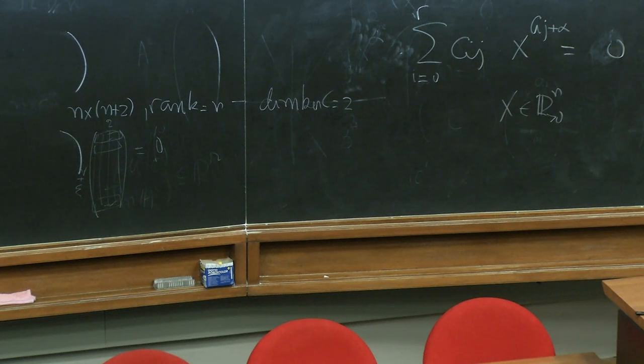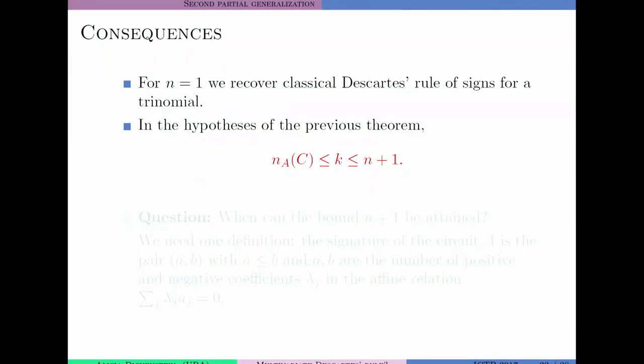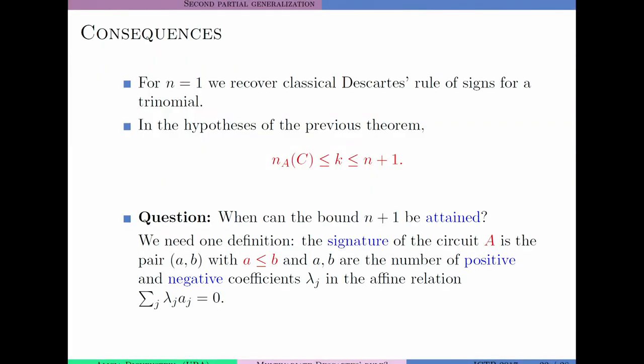Okay. So for n equals 1, we recover the known rule. I won't do it, but you believe me. As I said, the number is at most k, which could be at most n plus 1. And then one question is: is this a sharp bound? When is the bound attained? And so I need to introduce some further definition, but this is easy. It's called the signature of a circuit.